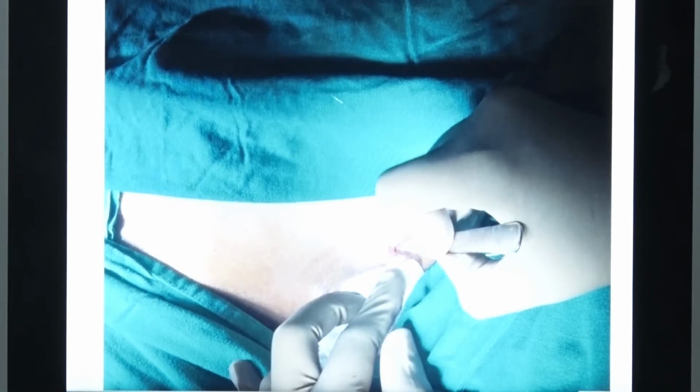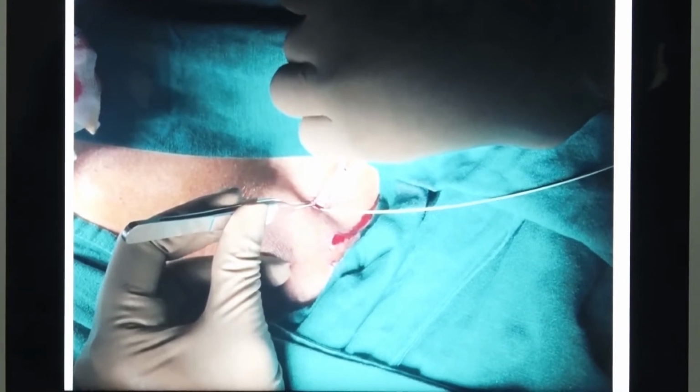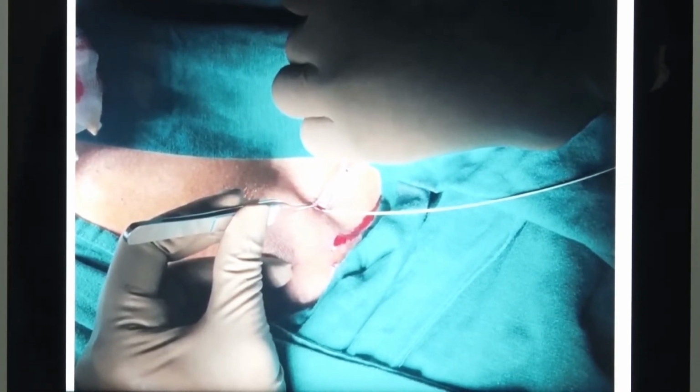So after giving 2% local anesthesia at the site of guide wire insertion, a stab incision is made with a blade. Now this step is very important. This is what I always consider very important.